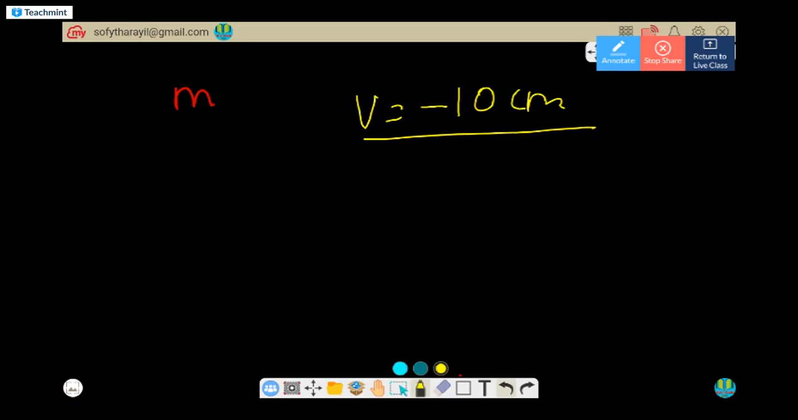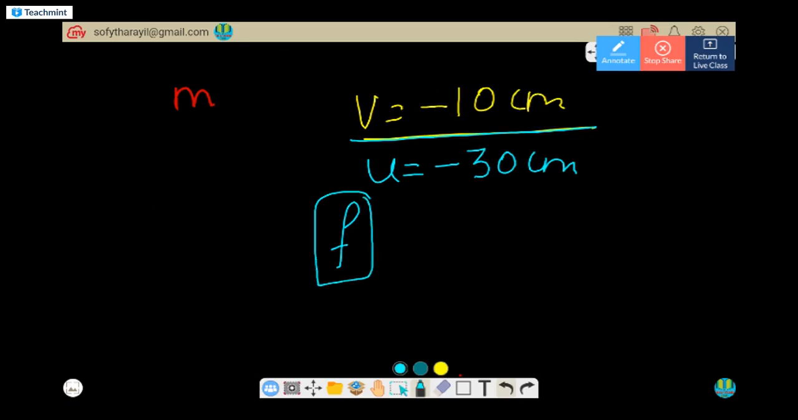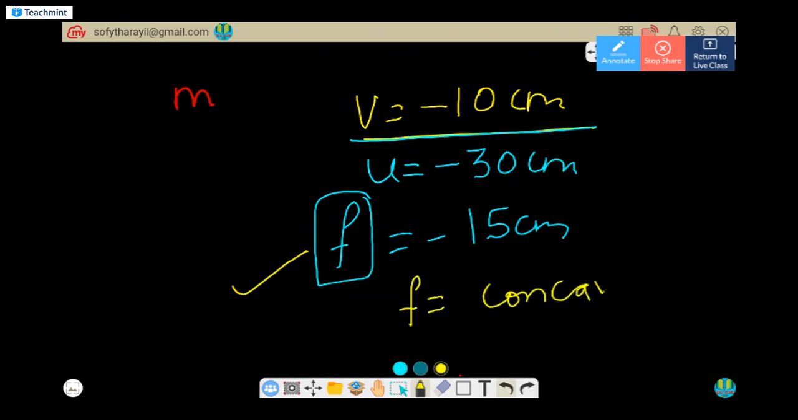We have the value of U. Maybe quickly calculate the value of F and tell me. It'll be minus 15 centimeters. Minus 15 centimeter. Correct. So it should come as minus 15. Why? Because focal length of concave lens is always negative. Okay. So these are all the MCQ questions I've picked up.